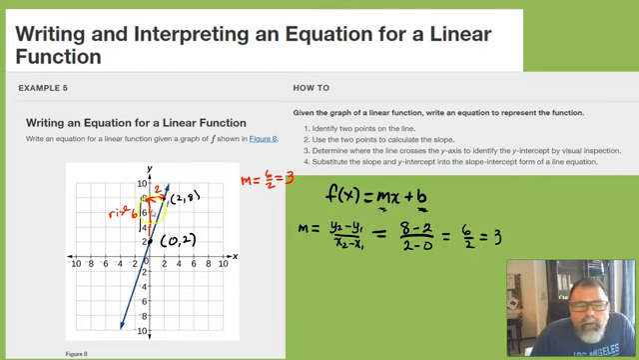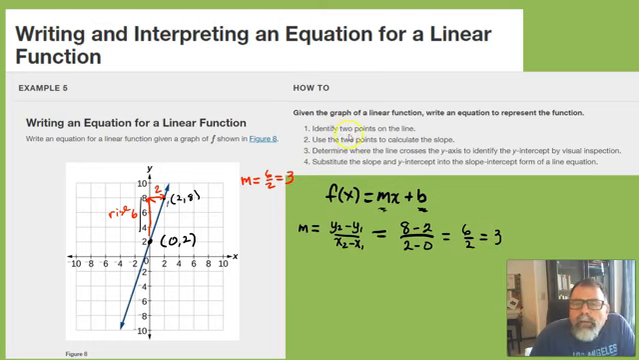Now, the only drawback of counting is you just got to remember, if you're going up as you move from left to right, it'll be a positive slope. If it's going down, it'd be a negative slope. If you use the formula, when you work it out, you'll get positive or negative without having to look at the graph. If it's positive 3, it's positive 3. If it's negative 3, it would be negative 3.